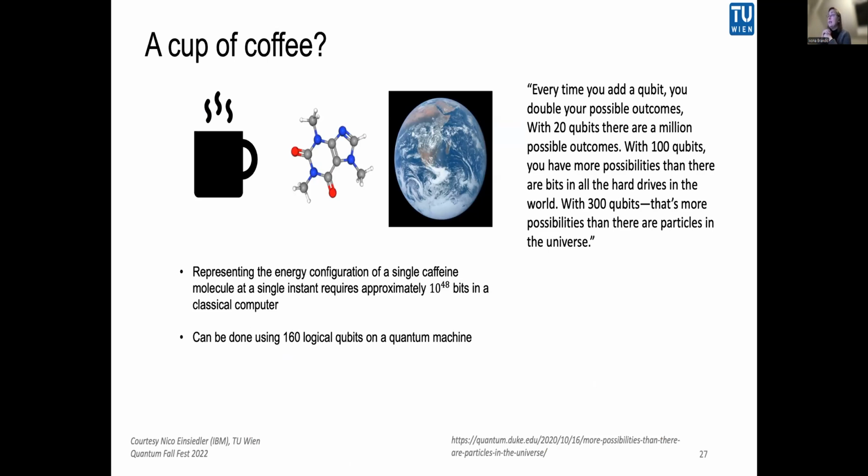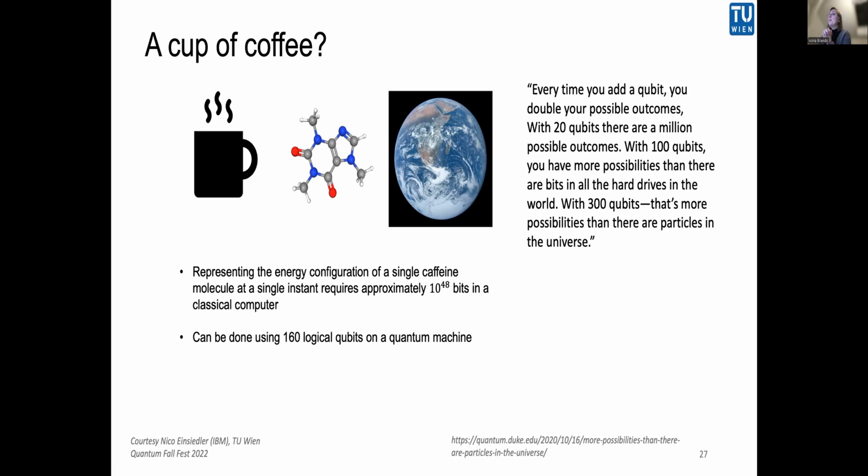And there are still many reasons why we should use this form of computation. And this is the power of space efficiency. Every time you add a qubit, you double your possible outcomes. With 20 qubits, there are a million possible outcomes. With 100 qubits, you have more possibilities than there are bits in the hard drives in the world. And with 300 qubits, that's more possibilities than there are particles in the universe.